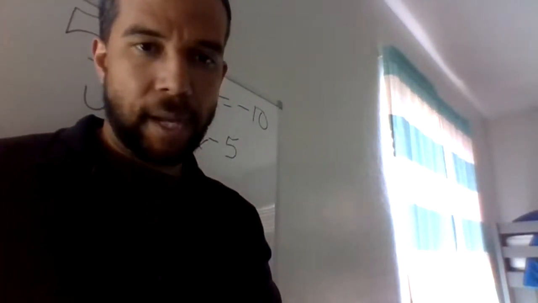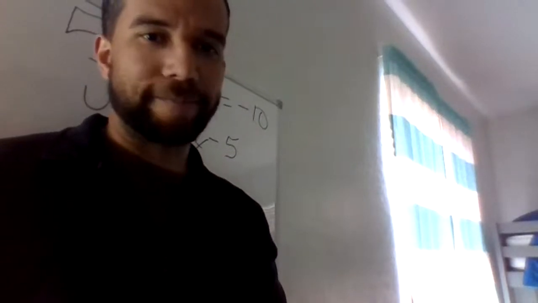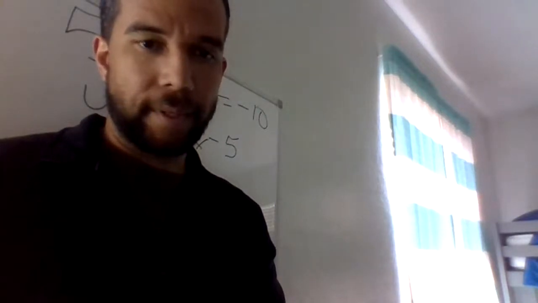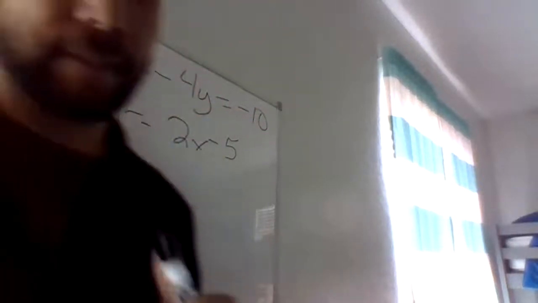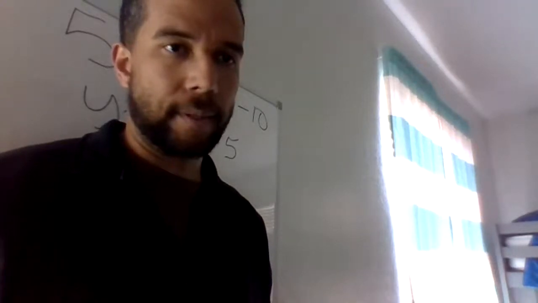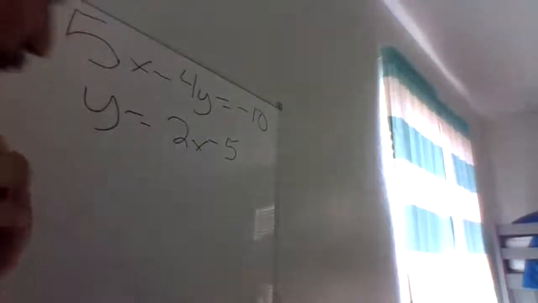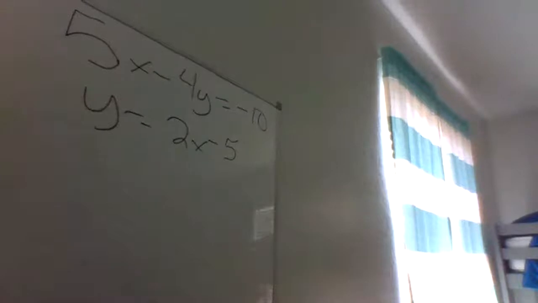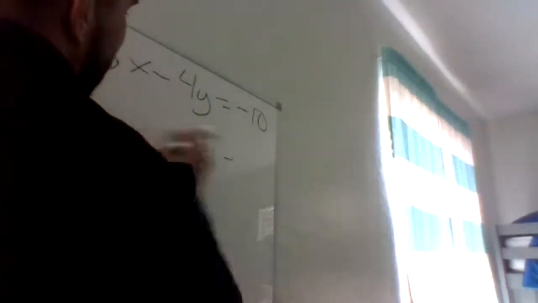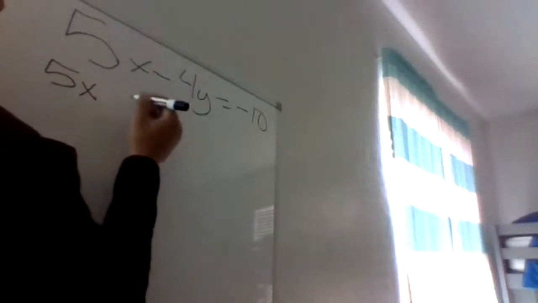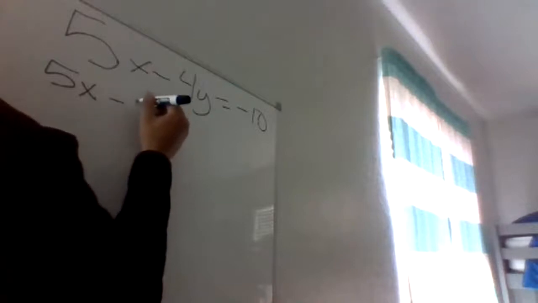Okay. So what's the first thing that we're going to do? Who wants to take this one? What's the very first thing we're going to do? We're going to rewrite the problem. Okay. And it's 5x. Sorry. Yep. 5x minus 4.